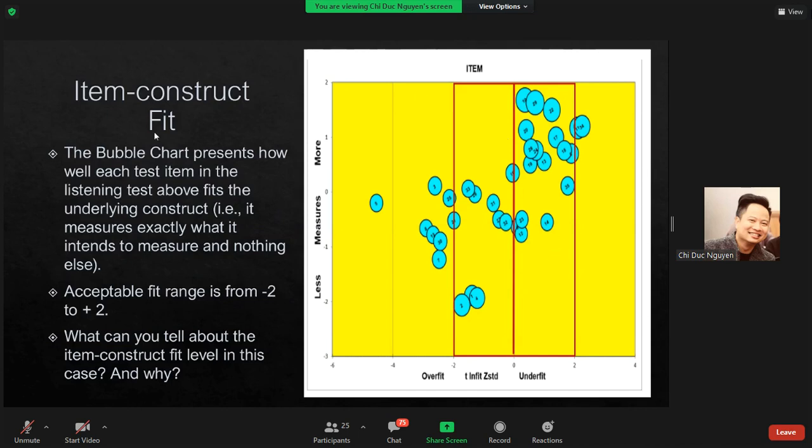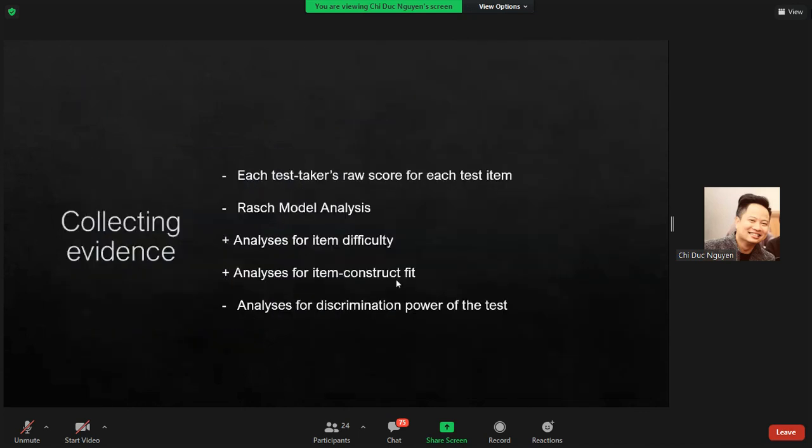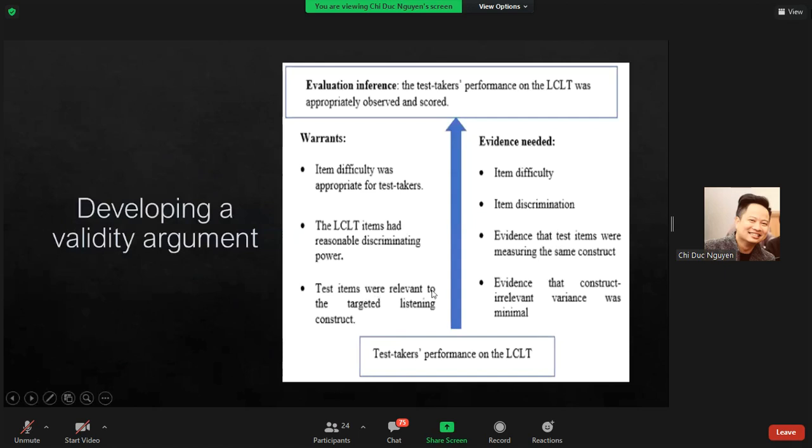Okay, so with this evidence, we come back to the warrant that we have. The test items were relevant to the target listening construct, and the answer is yes, because more than 91% of the test items fit the underlying construct. We say no to the first one, we say yes to the second claim as a warrant, we say yes to the final claim over here.